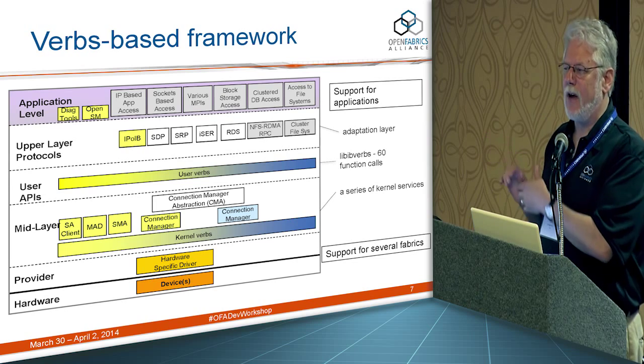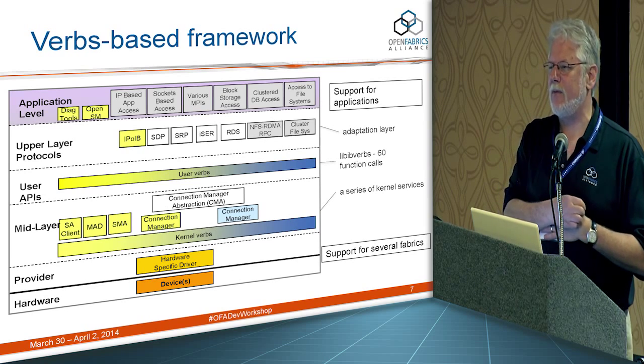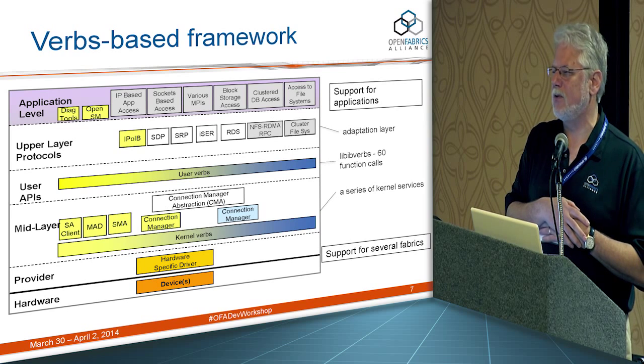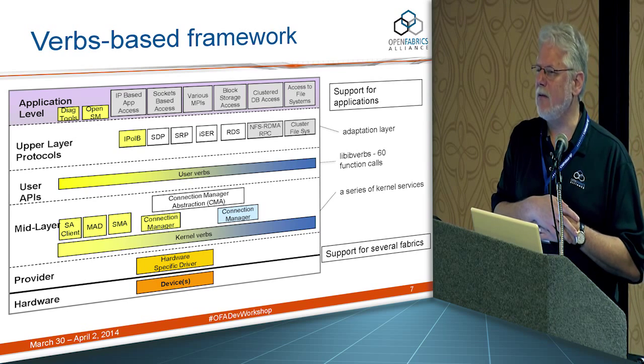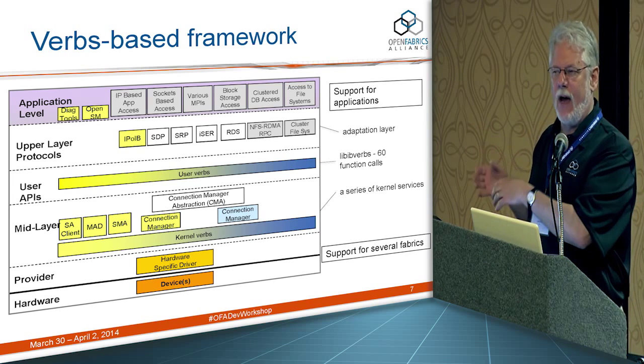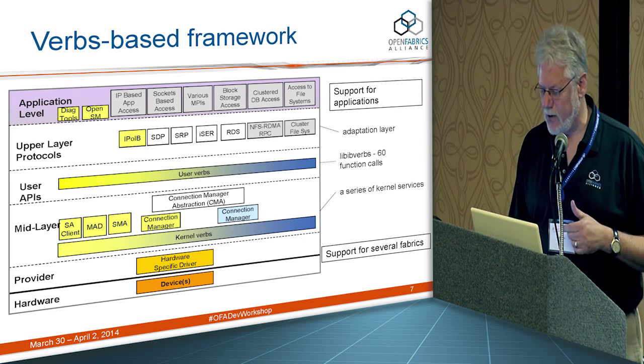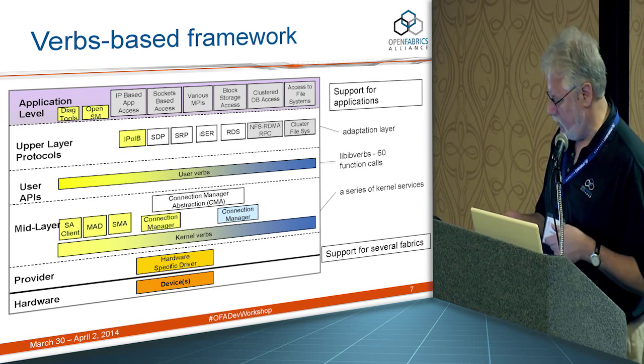This is sort of an important observation. 60 function calls is a lot. If you stop and think about it, most applications probably use half a dozen, maybe. 60 seems like a lot. There's a clue here that we've been down the wrong path with verbs. There's maybe too much complexity for what we're trying to accomplish. And then, of course, there's a series of kernel services.